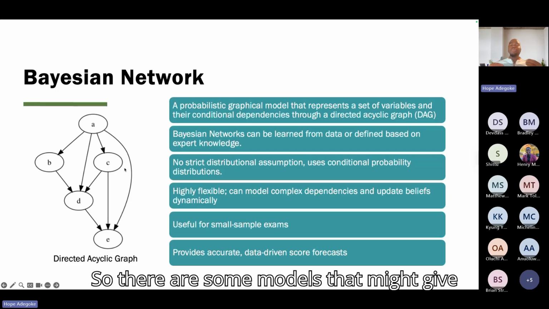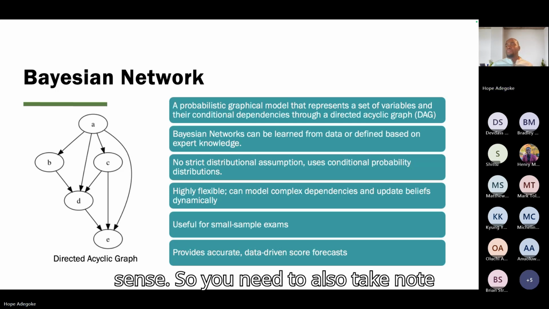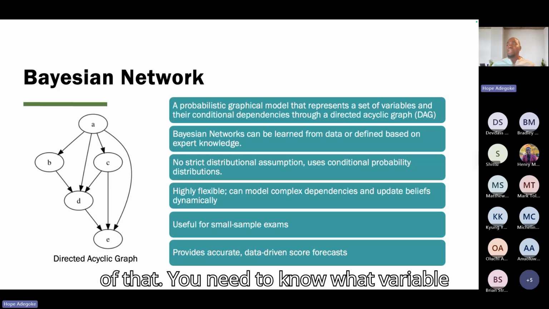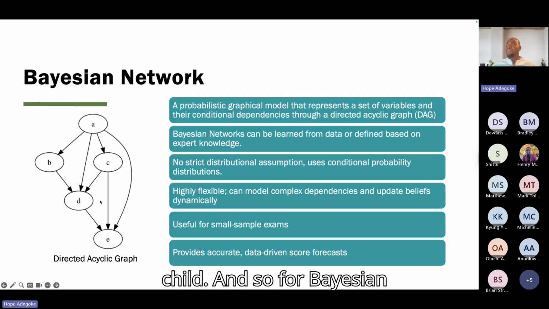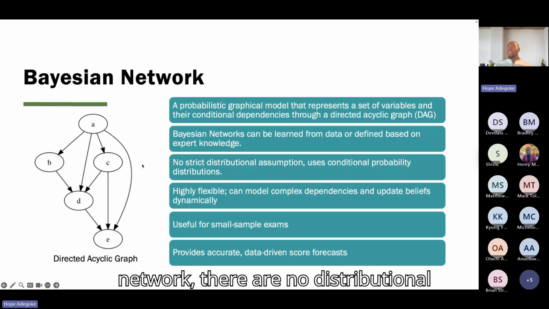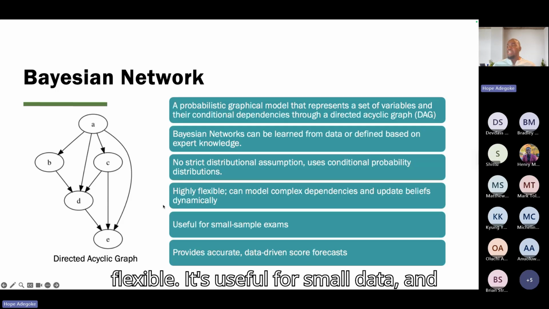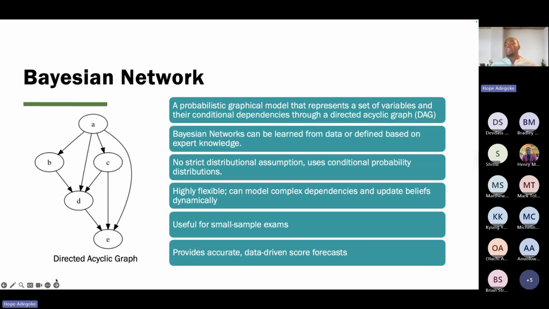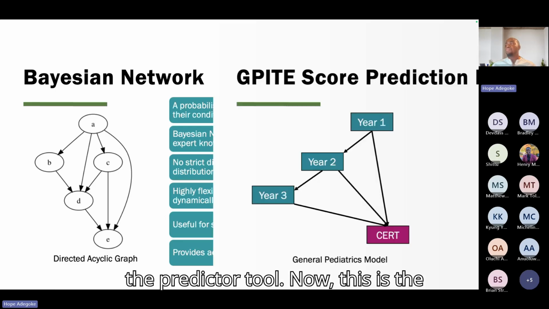There are some models that might give you good accuracy but don't make sense, so you need to take note of that. You need to know what variable is the parent and what variable is the child. For Bayesian networks, there are no strict distributional assumptions. It uses conditional probability distributions. It's very flexible, it's useful for small data, and it provides accurate score forecasts. And that is what we used for modeling the predictor tool.